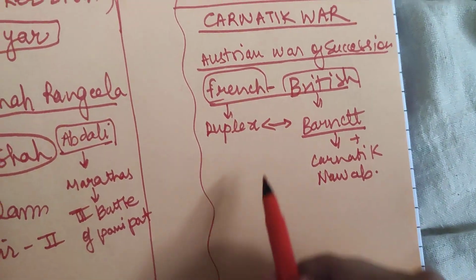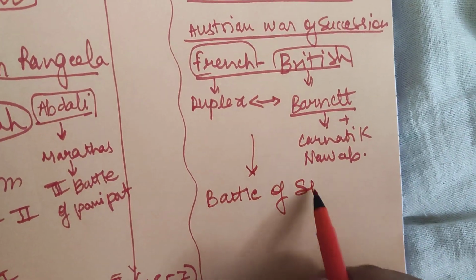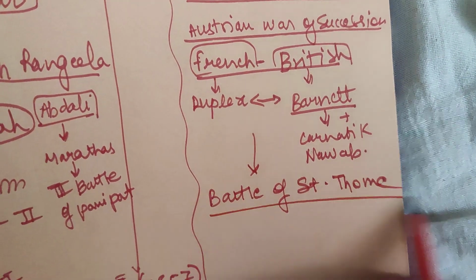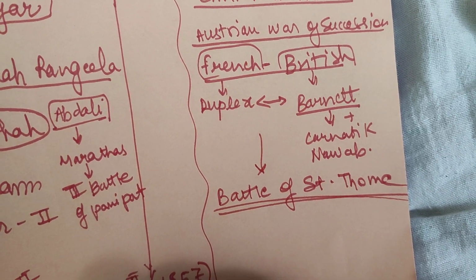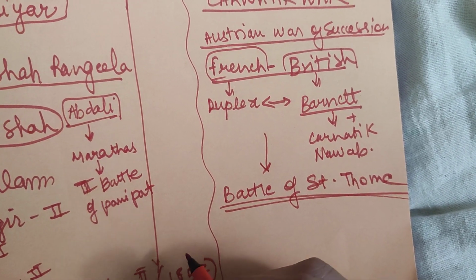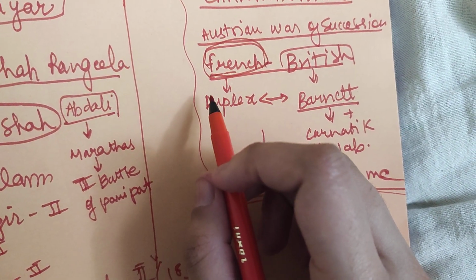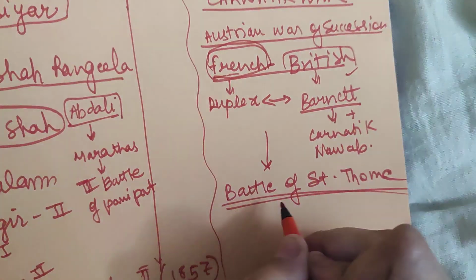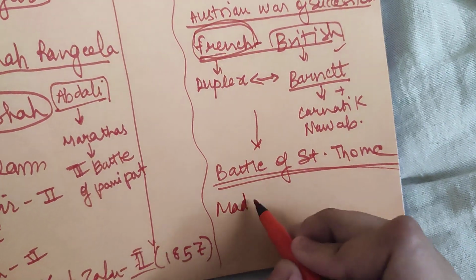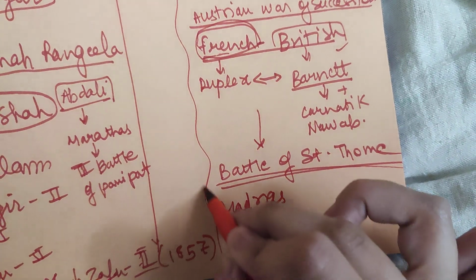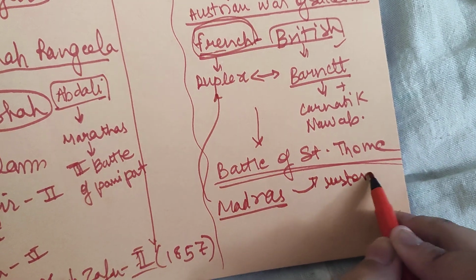Now there was this battle that happened, which was called the Battle of Saint Thome. This is a battle under the First Carnatic War. The French forces dominated here, but eventually the Britishers won. Madras was under the French earlier, but after this war it was restored back to the Britishers.